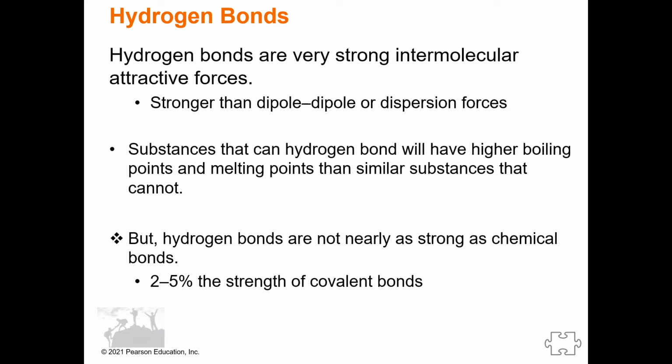Because hydrogen bonding is so much stronger than dipole-dipole and London dispersion forces, molecules that exhibit hydrogen bonding will have higher boiling points and melting points. But you have to remember, covalent bonds are the strongest out of these intermolecular forces. Okay, so again, when you're trying to boil or melt something, it's the intermolecular forces that are being broken, not the covalent bonds.